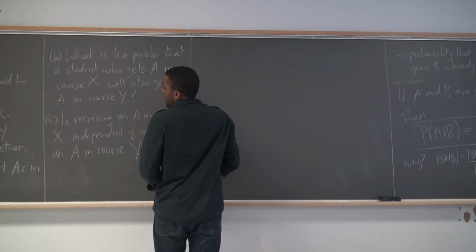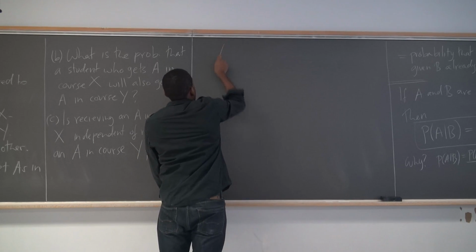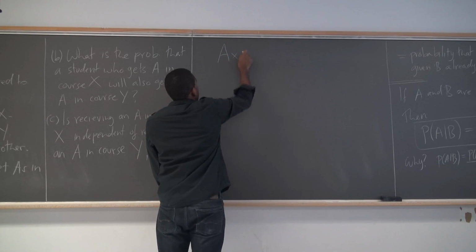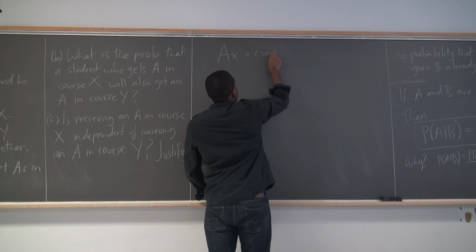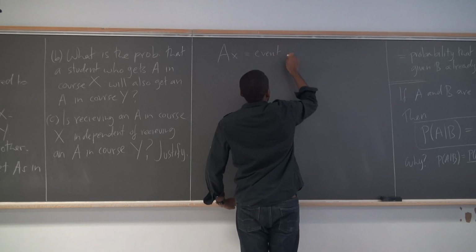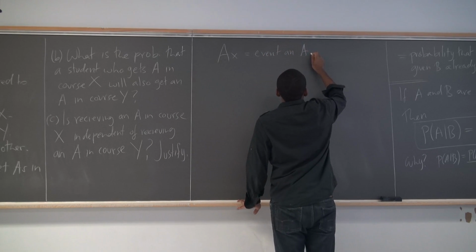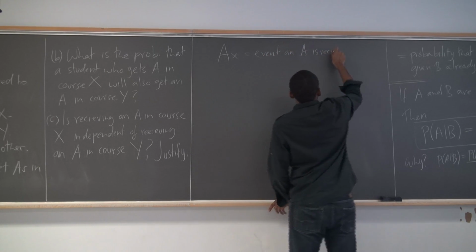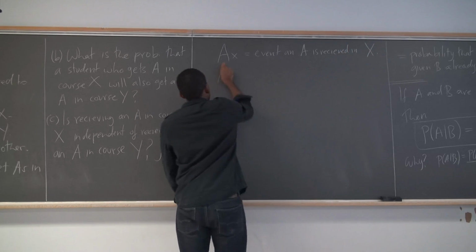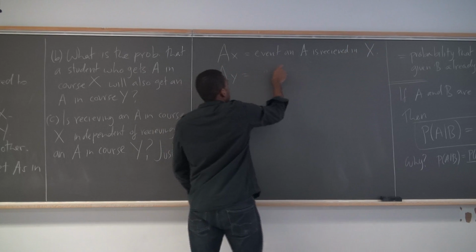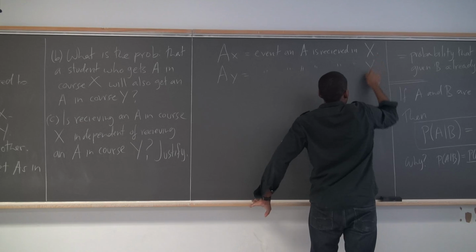Well, the course name is X. I don't really want to call it X. How about AX equals the event that A is received in X? Call it AY, the event that A is received in Y. Okay.